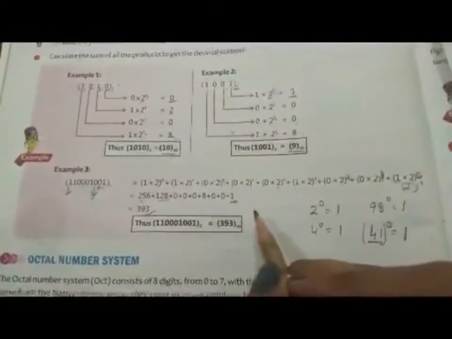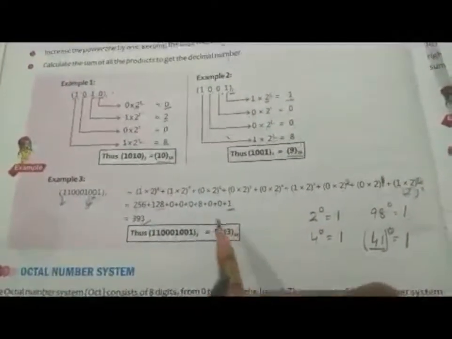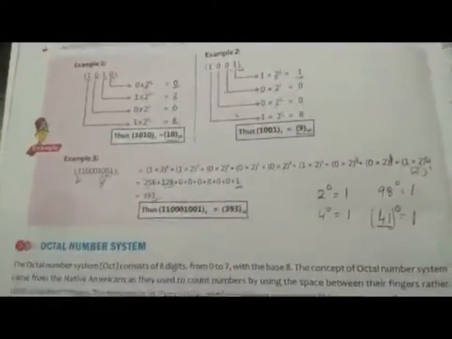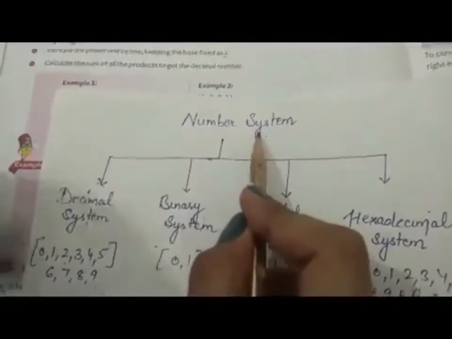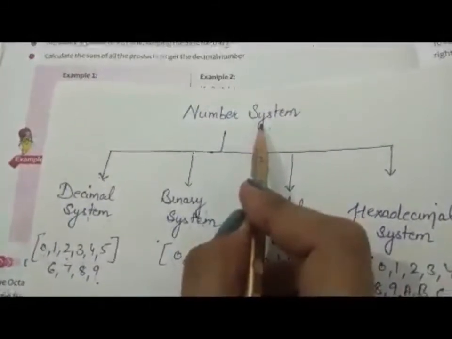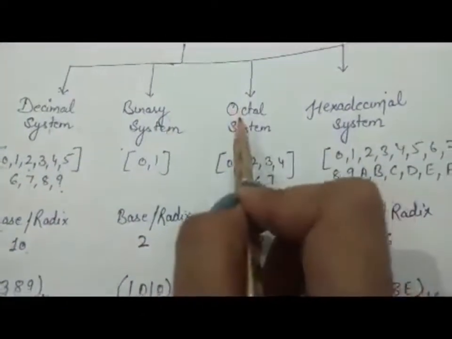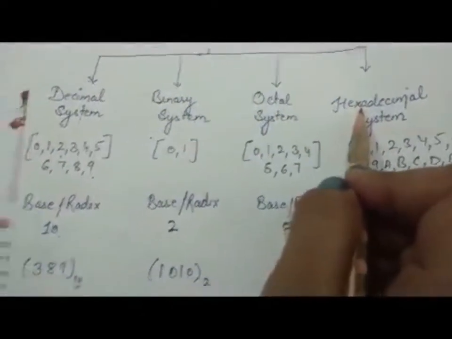So that's all for the conversions from decimal to binary and from binary to decimal. Now let's revise it again. What is a number system? It is a set of values used to represent different quantities, that is, different numbers, and it has 4 types: decimal number system, binary number system, octal number system, and hexadecimal number system.